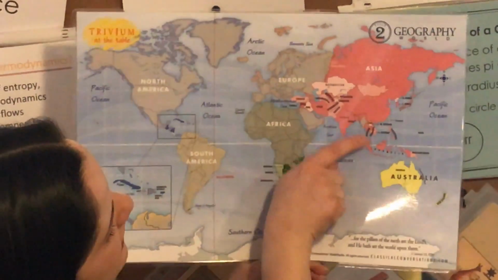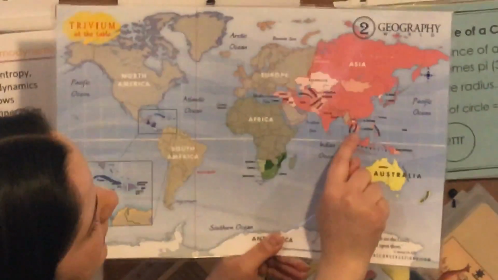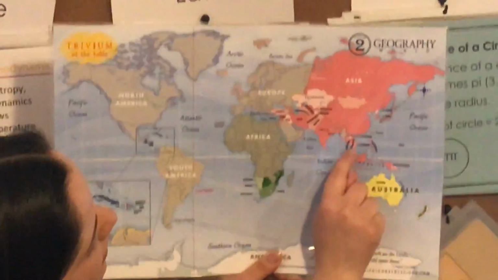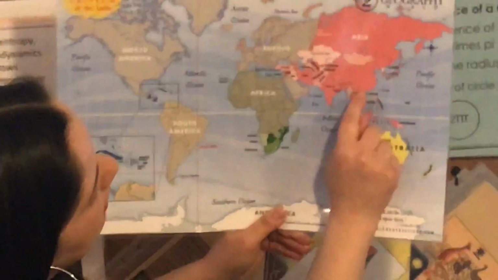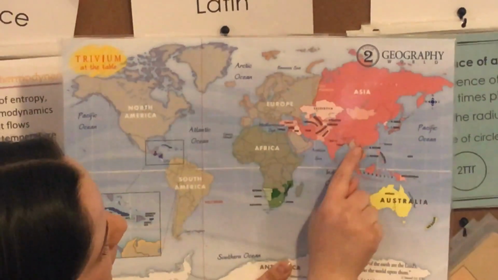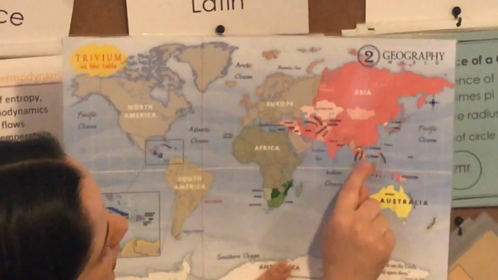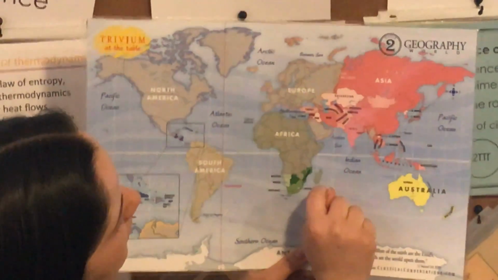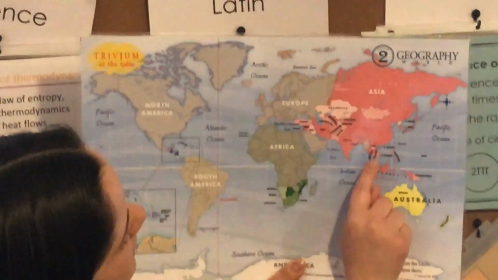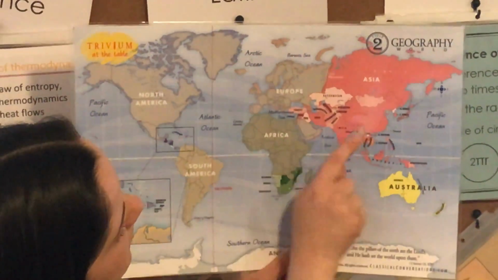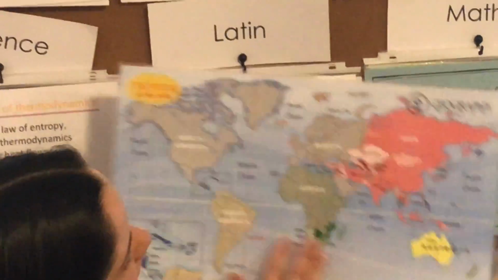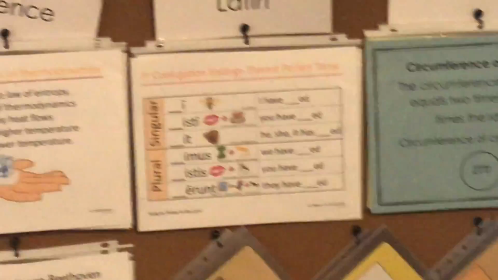Directly underneath Laos is Thailand. Right next to Thailand, we have Cambodia. North of it, we have North Vietnam. And then right to the side of Cambodia is South Vietnam. All right, so this is South Central Asia. We have Laos, Thailand, Cambodia, North Vietnam, and South Vietnam. Okay? Now we're going to move on to our math.